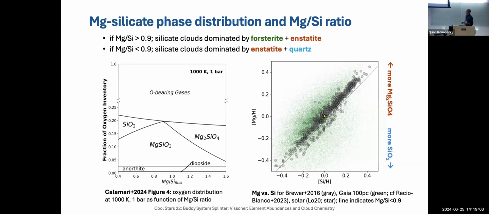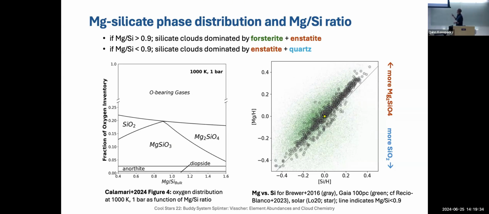And so on the left here, this is from the paper. On average, about 20% of the oxygen is removed into these condensed phases, and you can see the thermochemical distribution of oxygen between these silicate phases as a function of the bulk magnesium to silicon ratio. Now, the question is, where does this magnesium to silicon ratio come from? Is it the same as the host star? Assuming that it is, what can we do with that?